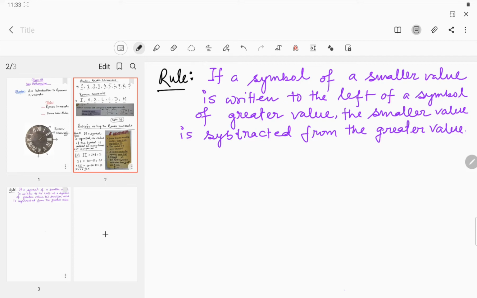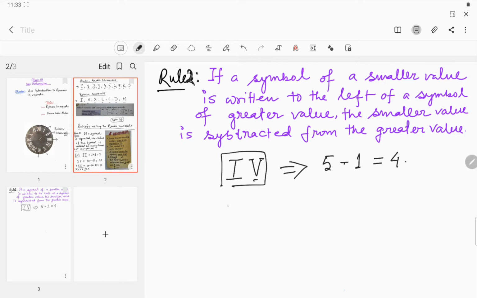Now, rule number 2. If a symbol of a smaller value is written to the left of a symbol of greater value, the smaller value is subtracted from the greater value. That means, if I write I and V, I is smaller than V because I represents 1 and V represents 5. So this I should be subtracted. V means 5 and I means 1, so 5 minus 1 is 4. Basically it means 4 in Hindu Arabic numbers.